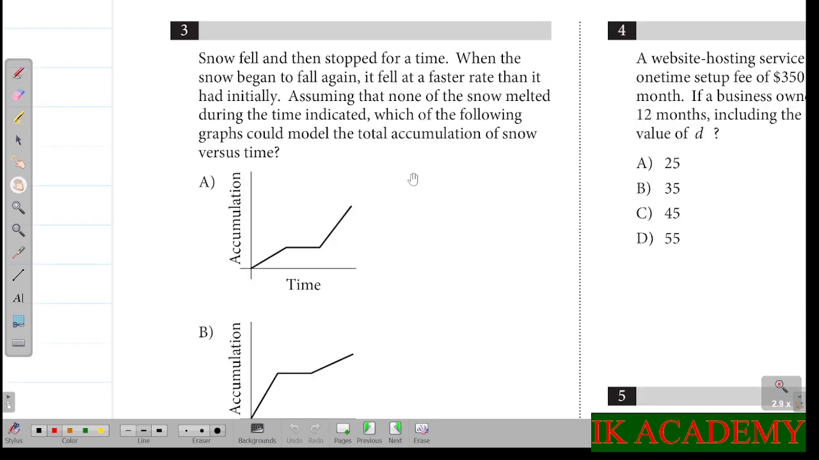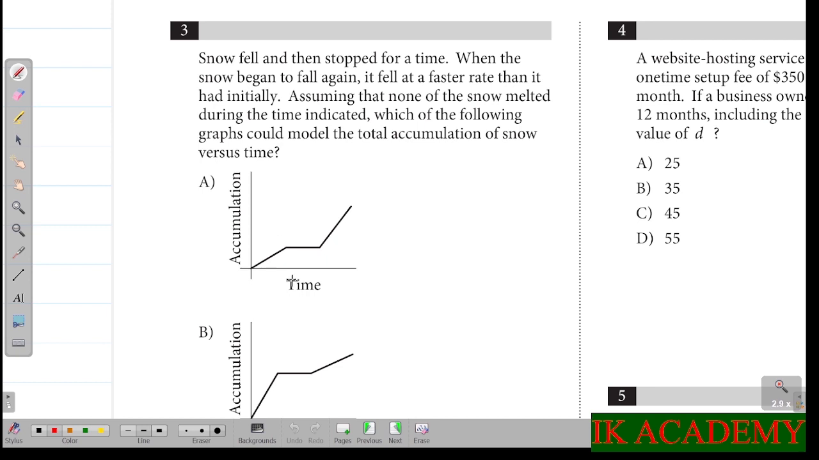Our next question is, snow fell and then stopped for a time. So in the beginning snow was falling and then stopped. When the snow began to fall again, it fell at a faster rate than it had initially. So actually the snow is falling in 3 different periods. First it is falling, then the second time it stops, then it starts again at a faster rate than it had initially. Assuming that none of the snow melted during the time indicated, which of the following graphs could model the total accumulation of snow versus time?